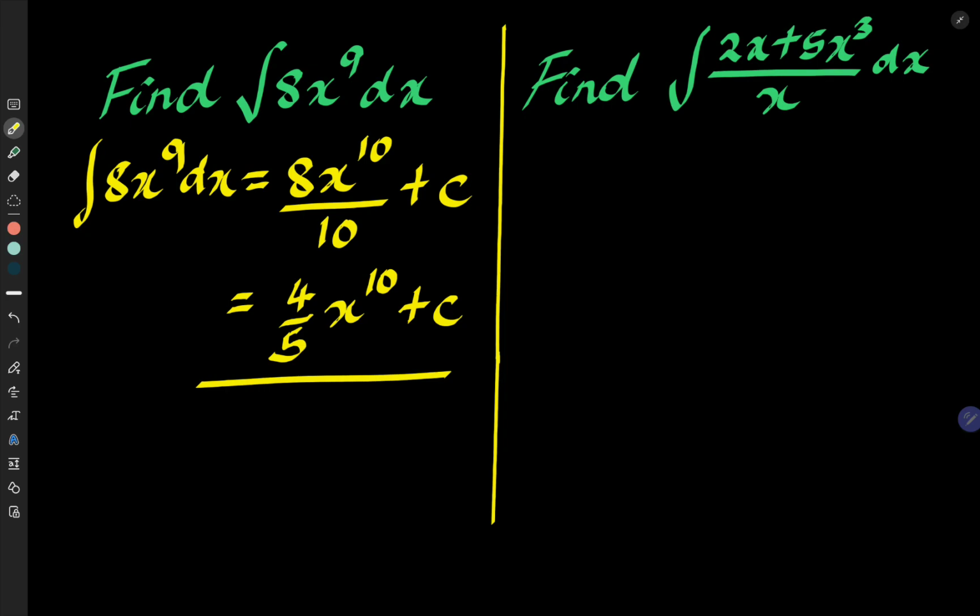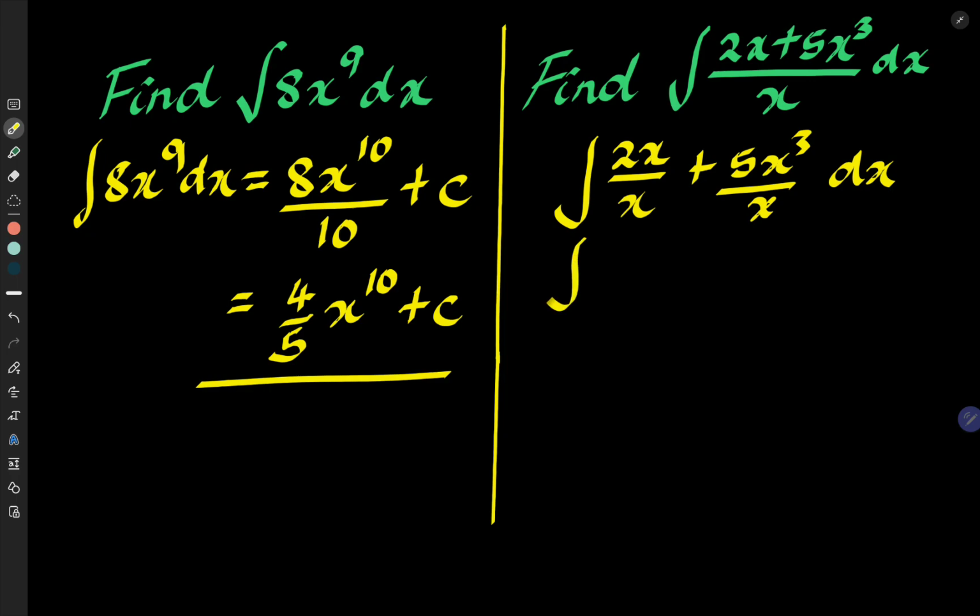Now, in this other example, we're asked to determine the integral of 2x plus 5x cubed divided by x dx. So before you integrate, the first thing that you want to do is split this function, with the fraction, into 2x over x plus 5x cubed over x dx. And also you want to simplify that further to become 2 plus 5x squared dx. Now that you have cleared those fractions, you can integrate that.